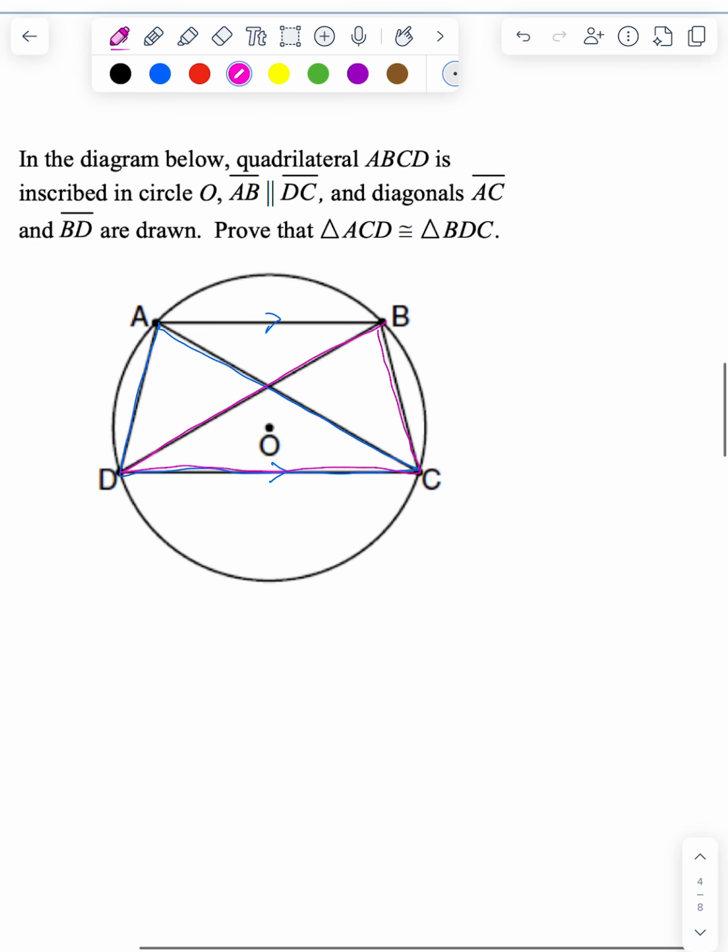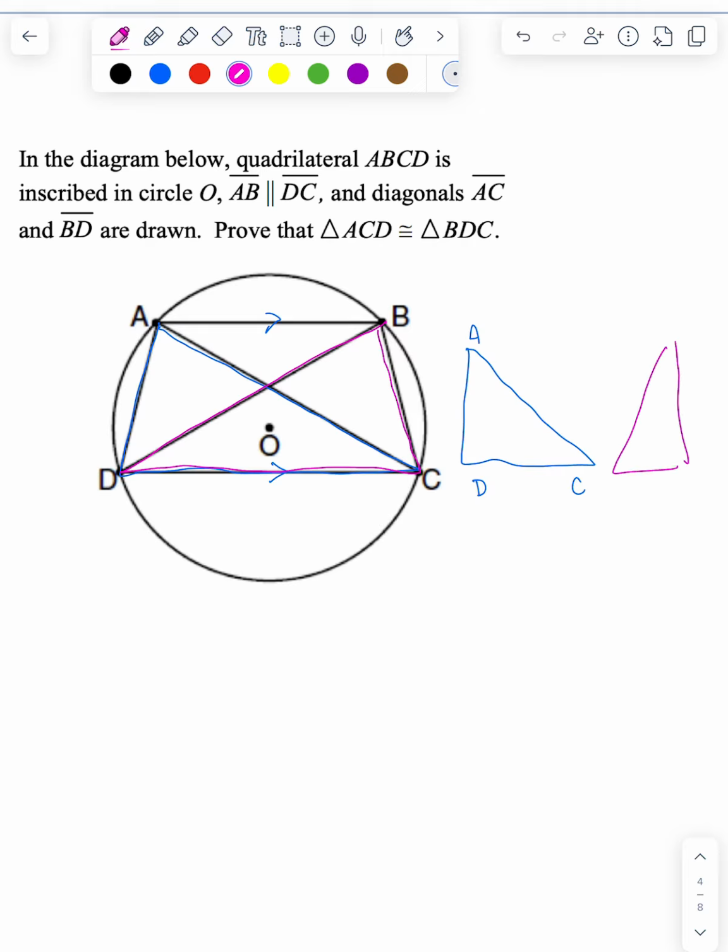Anytime we have overlapping triangles, you should draw them separately so that you can see what belongs to each. So the blue one is triangle ADC. Let me relabel that. And the pink one is triangle BCD. And already I can see that they share DC. I'm going to put an X on it for reflexive property. And if you look at the separated triangles, it's the same 2 letters, C and D. So that means that they share that side in common. So that already gives us a side to work with.